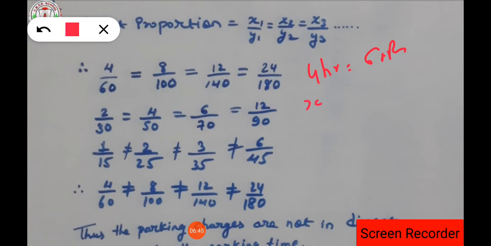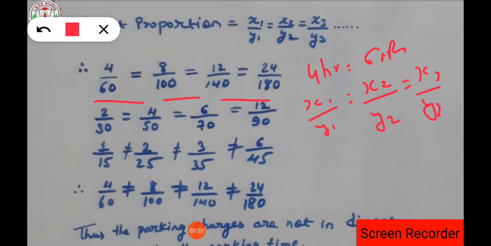To check whether the values are in direct proportion or not, what do we have to do? We check x1 upon y1, x2 upon y2, x3 upon y3, and x4 upon y4, because here there are 4 quantities. Now we have to see the cancellation, because 4 upon 60, 8 upon 100, 12 upon 140, and 24 upon 180 all get cancelled by the table of 2, because all are even numbers.